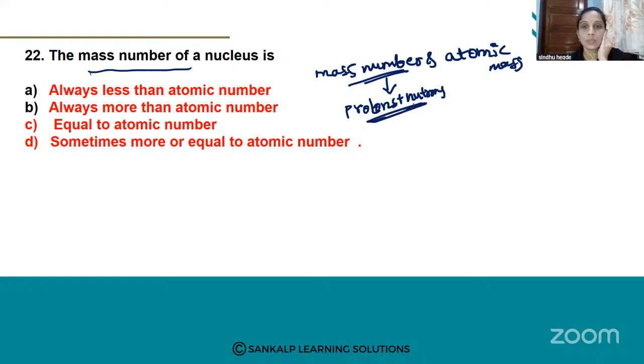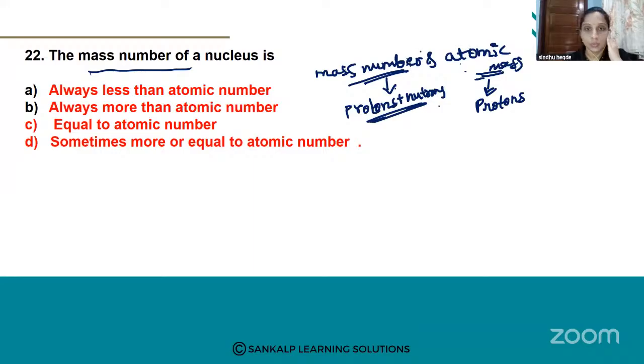The total number of protons plus neutrons gives the mass number, but the atomic number represents only the number of protons. Here they ask about the mass number of a nucleus compared to the atomic number. That's the question. We know that mass number represents protons and neutrons in total, but atomic number gives only protons.